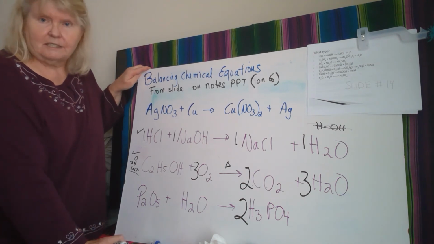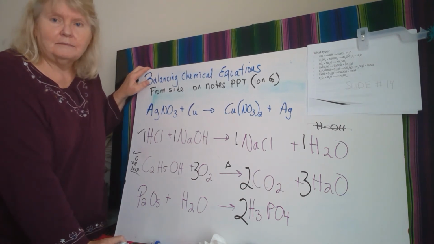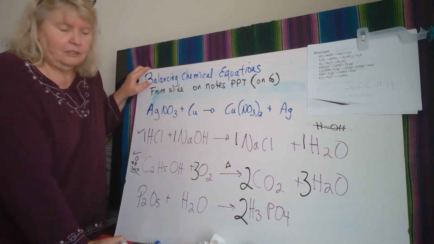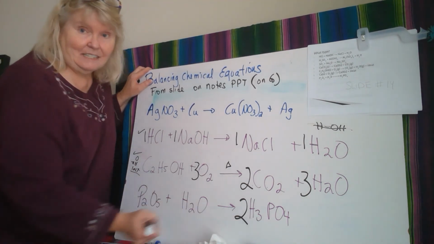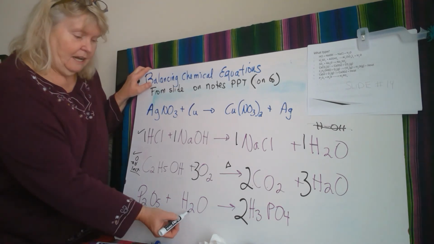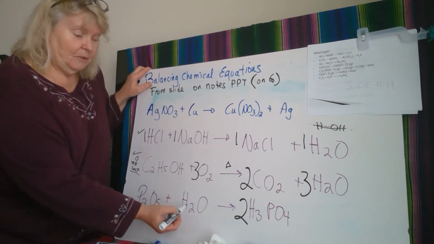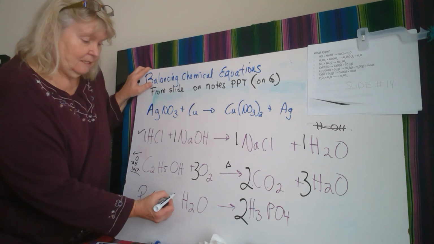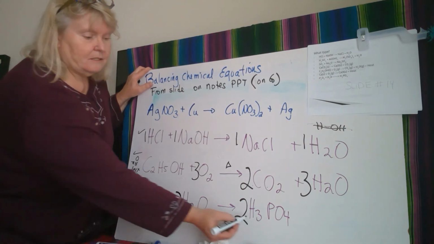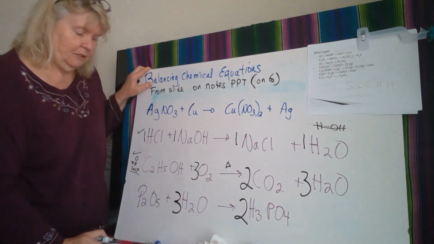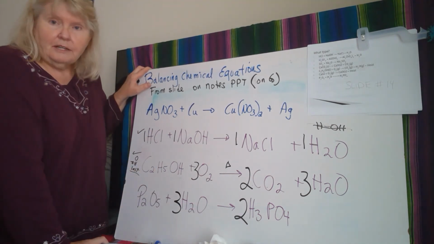Let's continue with something else. Usually if you get stuck, leave oxygen till last. So let's try hydrogen now. All right, I've got 2 times 3 makes 6 hydrogens. On this side, I have 2. Can I put a number here that will make 6? Yes. 3 times 2 makes 6. 2 times 3 makes 6. I'm good. All right, let's try the oxygens.